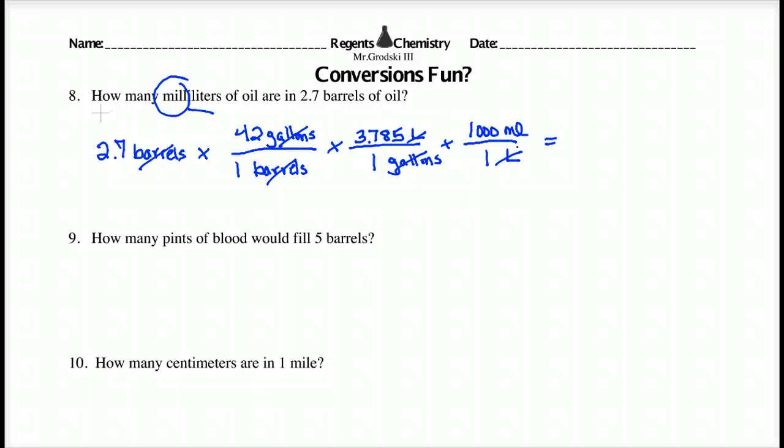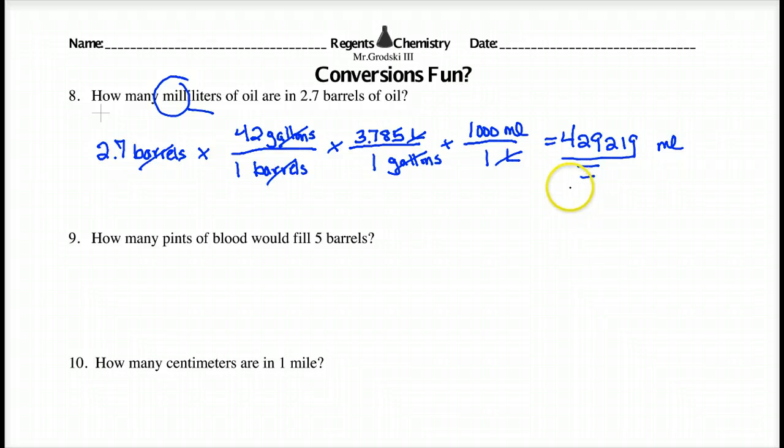2.7 times 42 times 3.785 times 1,000. Okay, and if I have typed this in, I'm going to get a raw number, 429,219, and it's going to be milliliters. Okay, this is going to get rounded. We'll talk about that later, but in another video I'll show you why rounding is important. We'll go back to some of these problems.